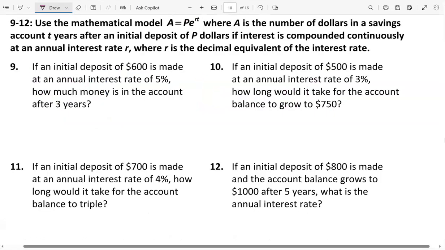For 9 through 12, we're going to need our calculator and also the mathematical model. The amount of money is equal to the principal times e raised to the interest rate times time, where A is the number of dollars in a savings account after t years after an initial deposit of P dollars, if interest is compounded continuously at an annual rate r, where r is the decimal equivalent of the interest rate.